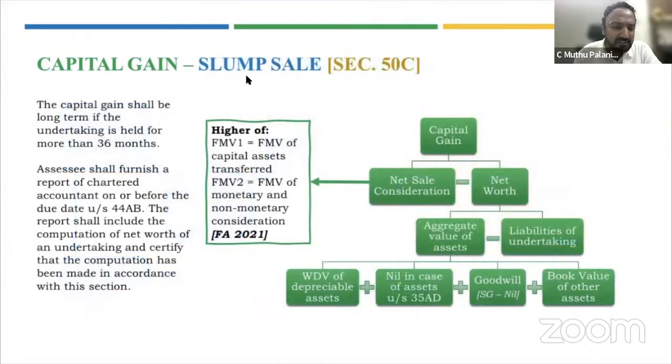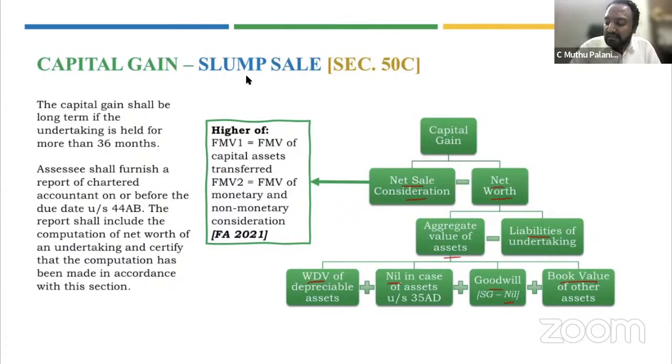And there is another concept called slump sale. Basically, I'm selling my entity as a whole. So my capital gain will be net sale consideration minus net worth. What is net worth? Value of assets minus liabilities. What is my value of assets? WDV of depreciable assets, nil in case of 35AD assets. For goodwill, whatever is the actual cost, that is acquired cost. If it is self-generated, it is nil. Plus book value of other assets. If I combine all these, I get my aggregate value of assets minus liability of my undertaking.